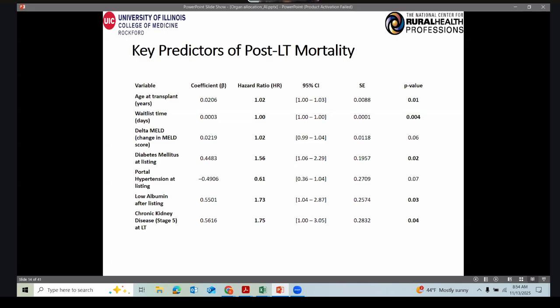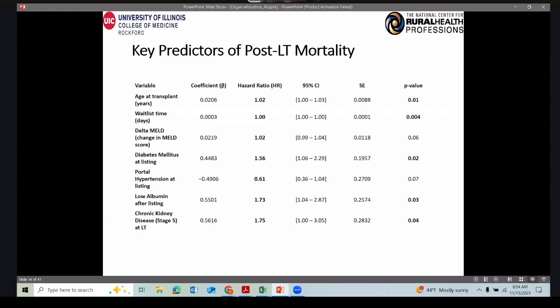Next, let's look at the waiting list time. It also showed a significant association with mortality, with a very small but meaningful effect. The p-value is significant, indicating that longer wait times before receiving a transplant slightly increase the mortality risk. This makes sense because patients who remain on the waiting list longer may have more advanced disease or complications by the time they receive their organ.